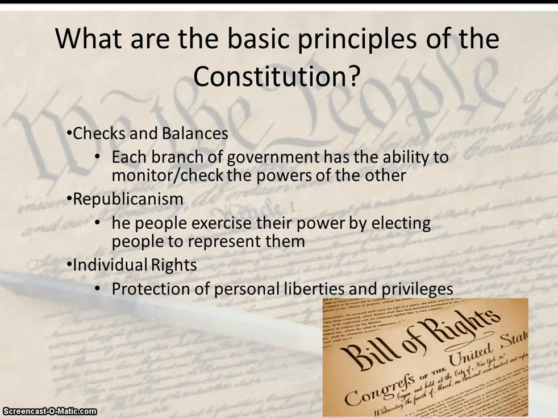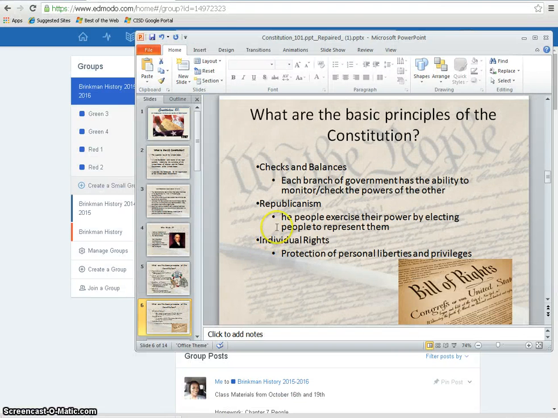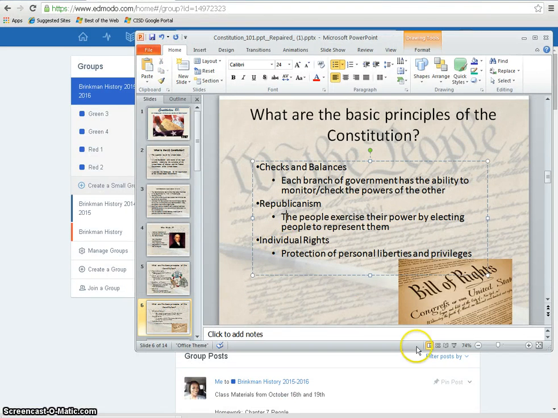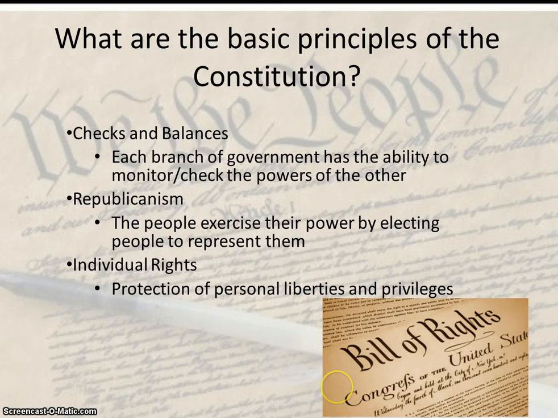Republicanism is that the people exercise their power by electing people to represent them. So with republicanism, just think of REP, representative republicanism. All right, individual rights is your protection of personal liberties and privileges. So this is where the Bill of Rights comes in, and that the government is going to protect people's basic rights.